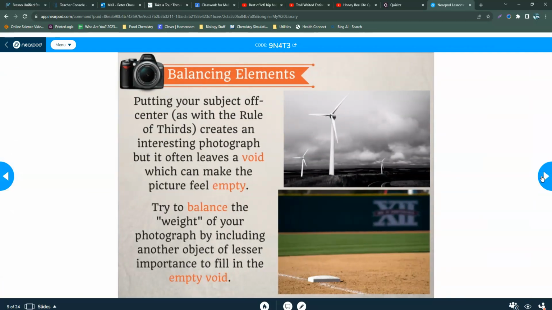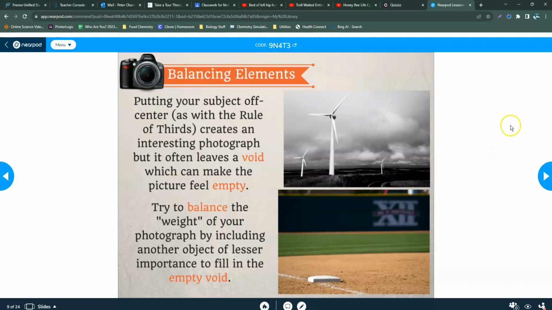Balancing elements is the next element of photography we'll be discussing. Putting your subject off center, as with the rule of thirds, creates an interesting photograph, but it often leaves a void which can make the picture feel empty. Try to balance the weight of your photograph by including another object of lesser importance to fill in the empty void.